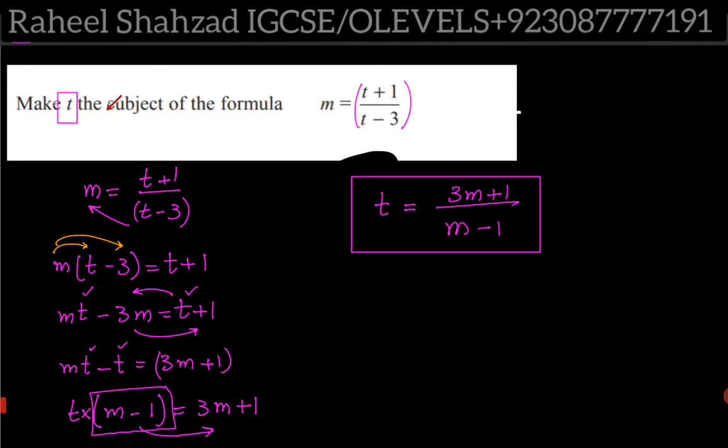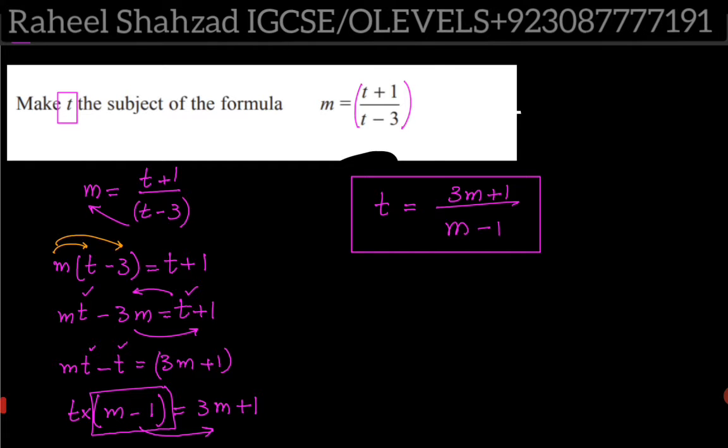The question was make t the subject of the formula, so m equals to t plus 1 divided by t minus 3. So first of all in order to make t the subject we need to rearrange the formula. This is being divided here on right hand side, we cross multiply it on left hand side. It's m(t minus 3) is equal to t plus 1, and then you rearrange it. mt minus 3m is equal to t plus 1, and then it's mt minus t. You are going to take this t on other side. mt minus t is equal to, we have to take 3m to other side. 3m is being subtracted here. When we take it to the other side it will be added, right? So we take t common out of it, so it's t(m minus 1).